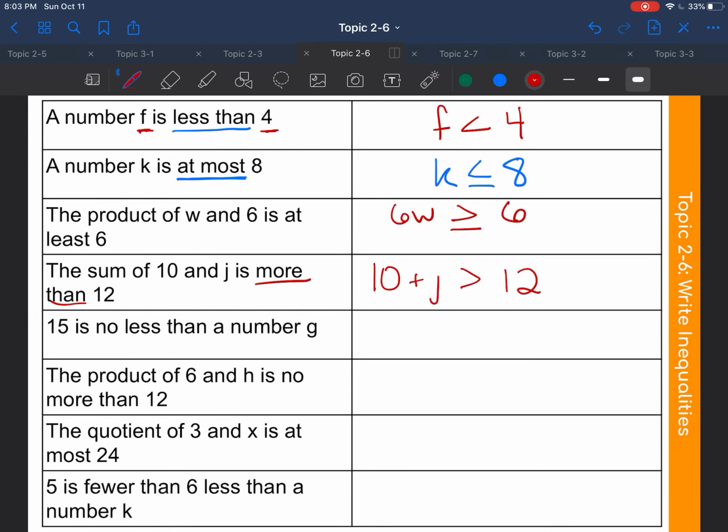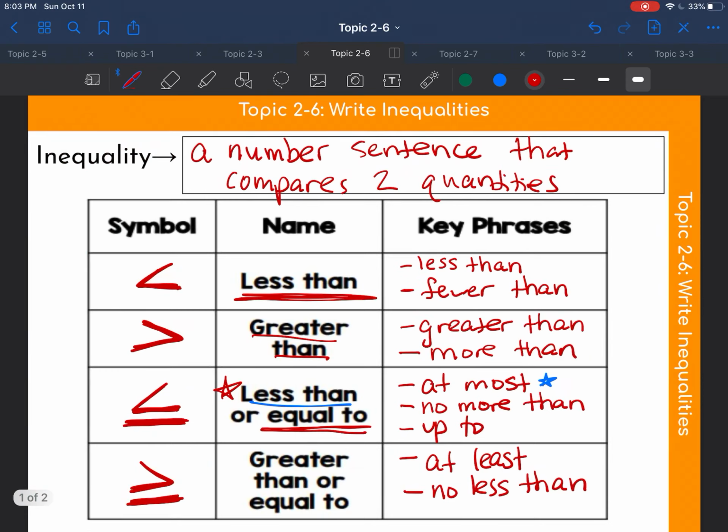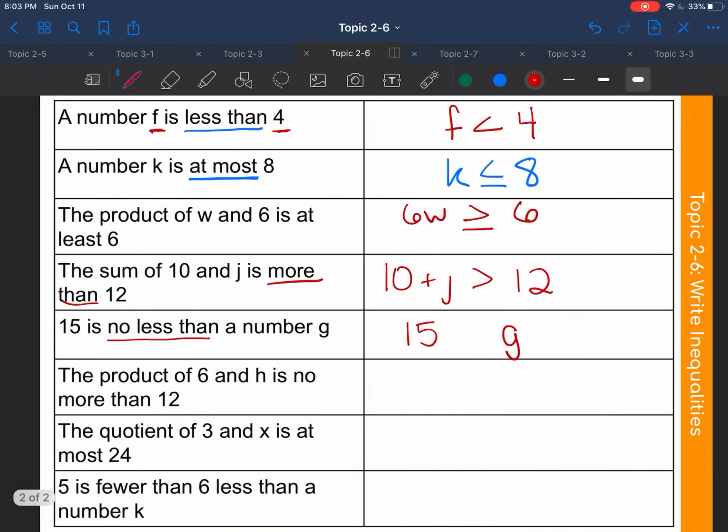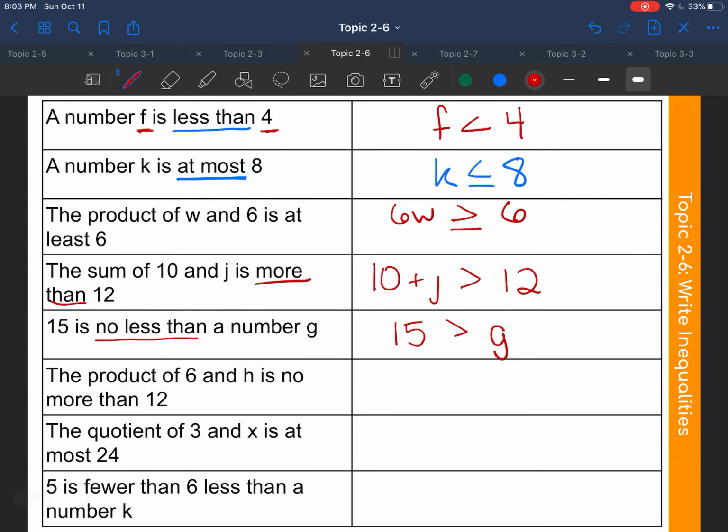All right. The next one, 15 is no less than a number g. So again, our phrase I see is no less than. So we have 15 on one side, we have g on the other, and we need to think about what no less than means. And again, if you're not sure, you can look back. No less than means greater than or equal to. So 15 is greater than or equal to g.